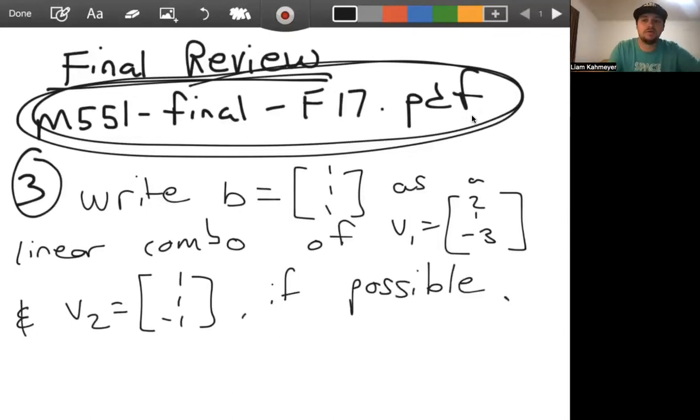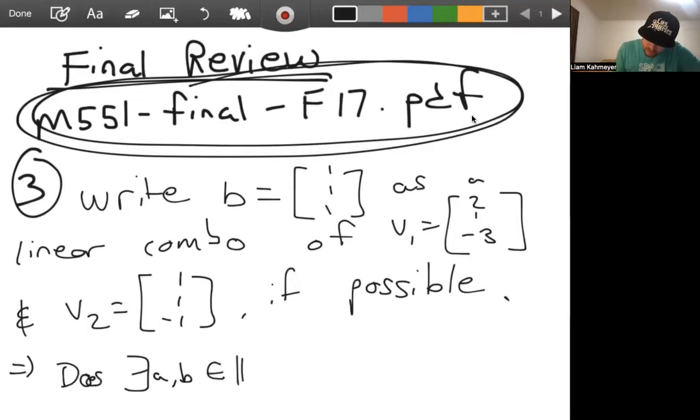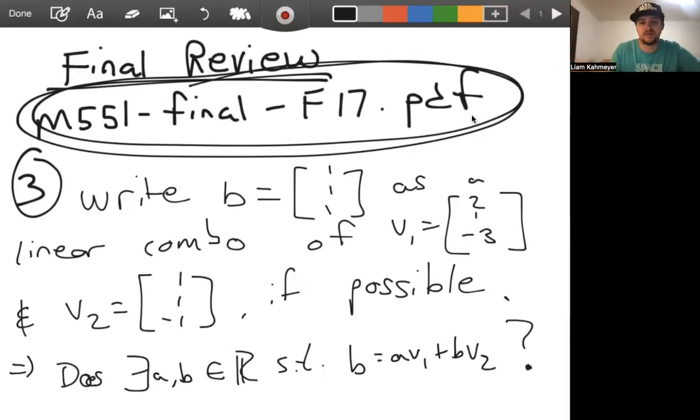Right? So it may not be possible. If it is possible, what do we need to do? Basically, this question is, do there exist a and b in the reals such that b is equal to a v1 plus b v2, question mark, right? That's what this problem is asking, if you can write b as a linear combination of v1 and v2. Well, let's see if we can or not. And if we can, let's figure out what the values of a and b should be, right?